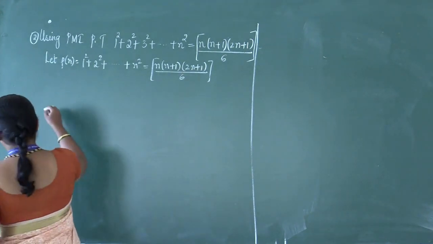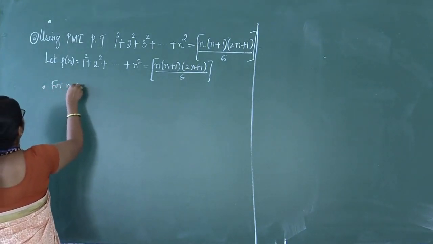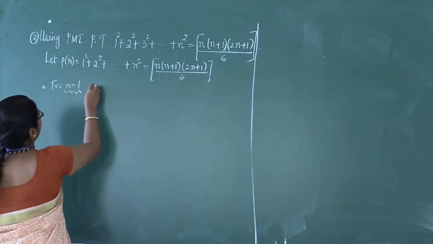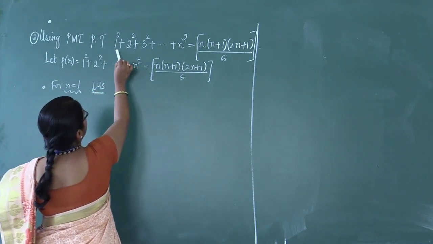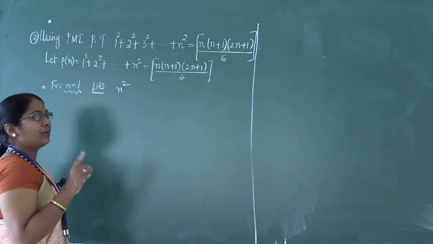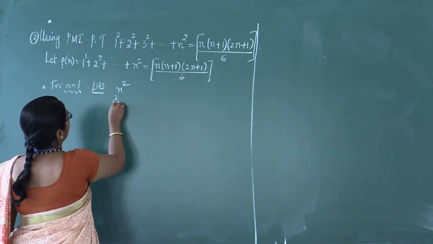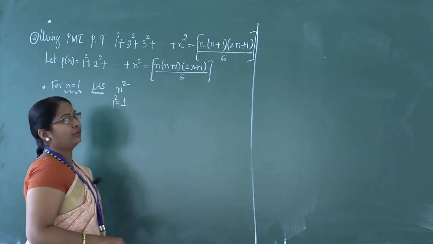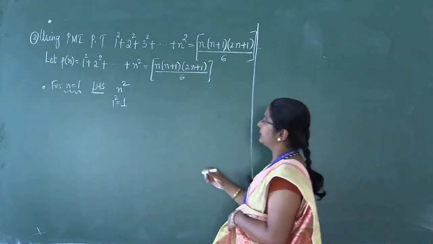So, first step here, second step, for n equal to 1, consider LHS. What is LHS? What is the nth term here? n square. So, in place of n square, what am I supposed to put? 1 square, because n is equal to 1. And what is 1 square equal to? 1 itself.